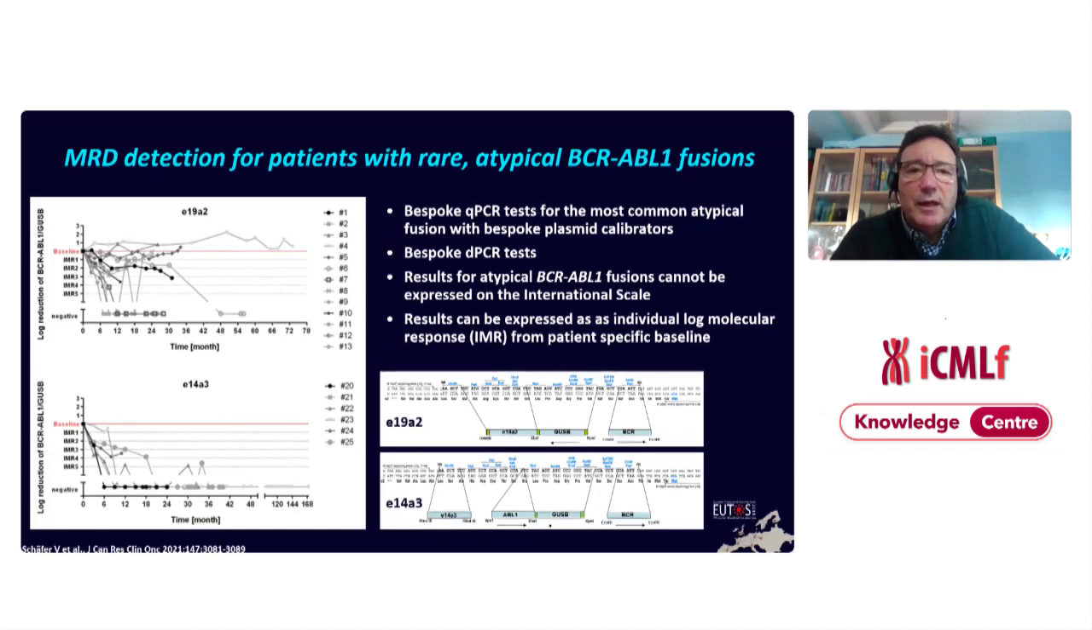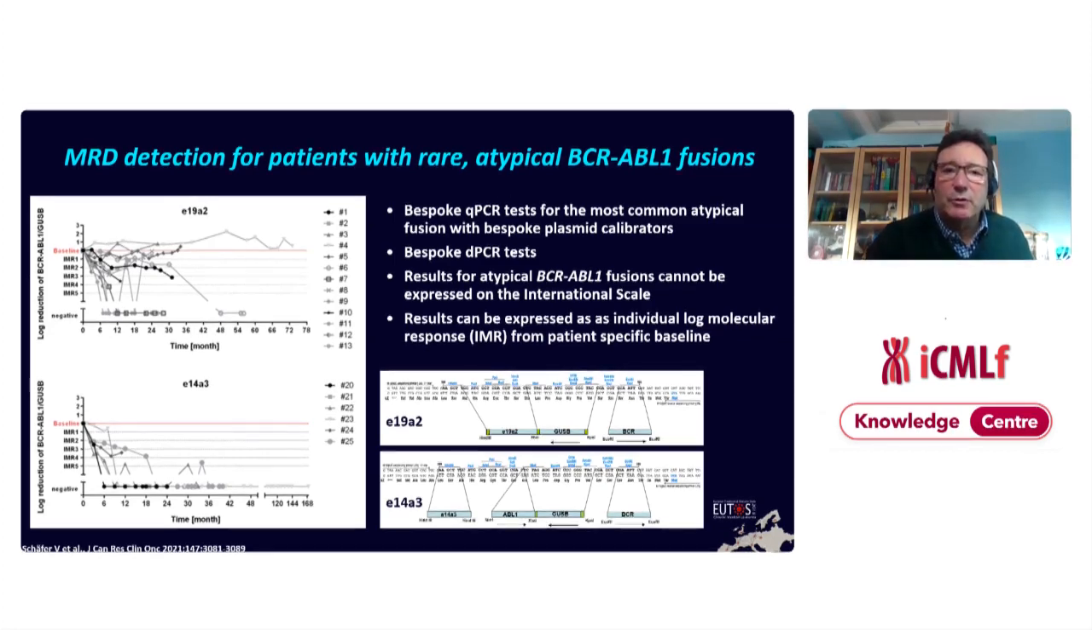In terms of the clinical guidelines, the European LeukemiaNet is relatively conservative, not recommending stopping treatment for patients with atypical fusions. The NCCN guidelines are rather more broad. They talk about quantifiable transcripts.